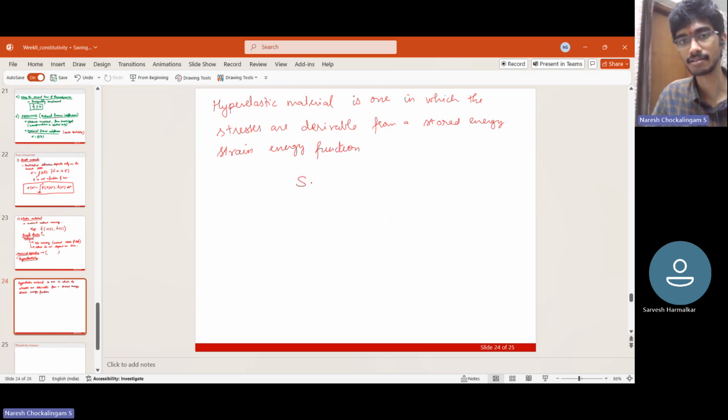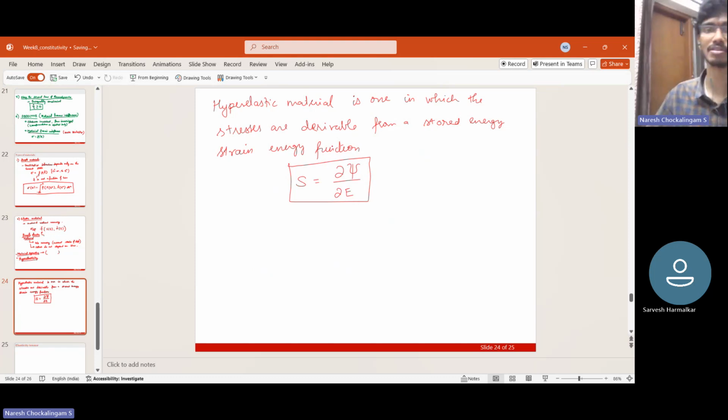So say S is equal to del psi by del E. Right. So if the second Piola-Kirchhoff stress is derivable as the derivative of a strain energy function with respect to the Green-Lagrange strain, then this defines a hyperelastic material. So it's also known as a Green hyperelastic material, right? So that psi is also known as the stored energy function or the elastic potential.